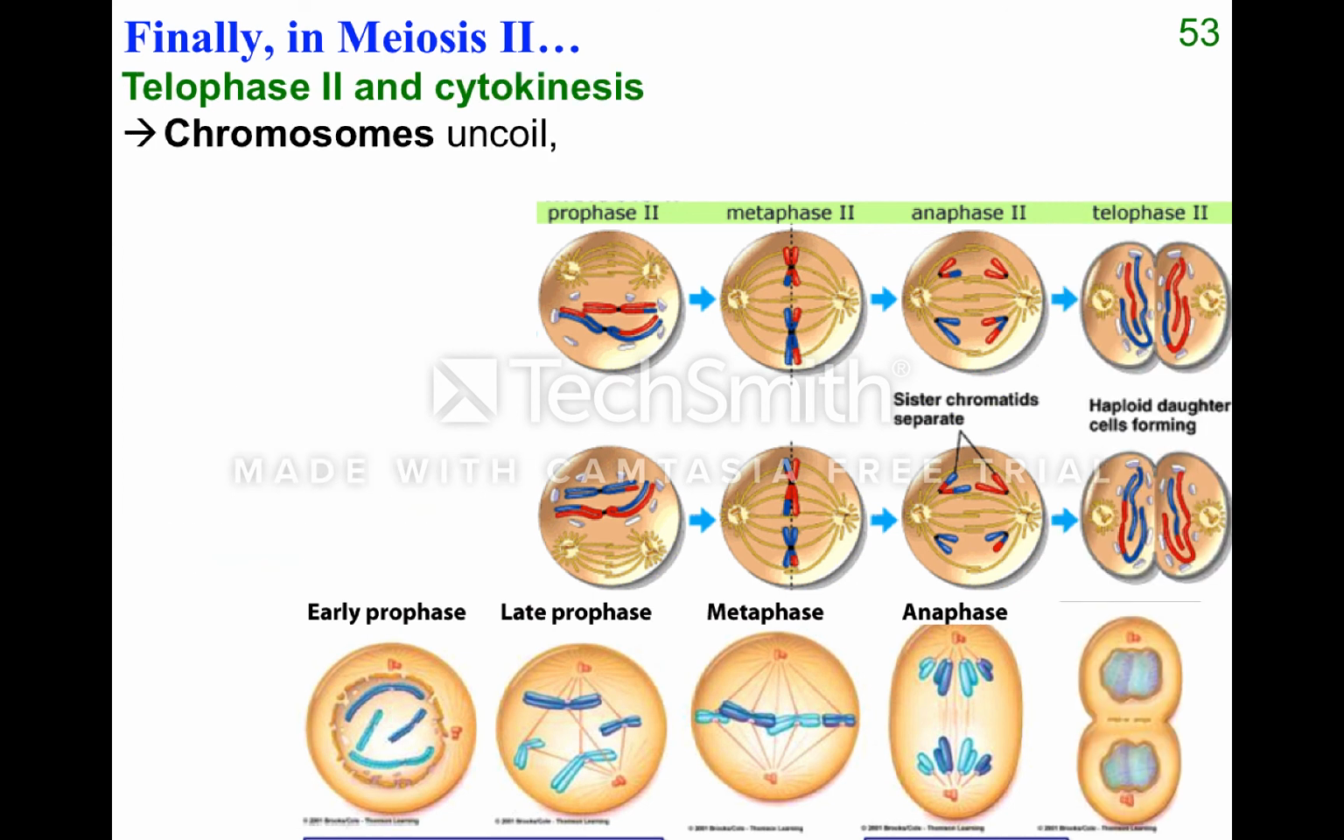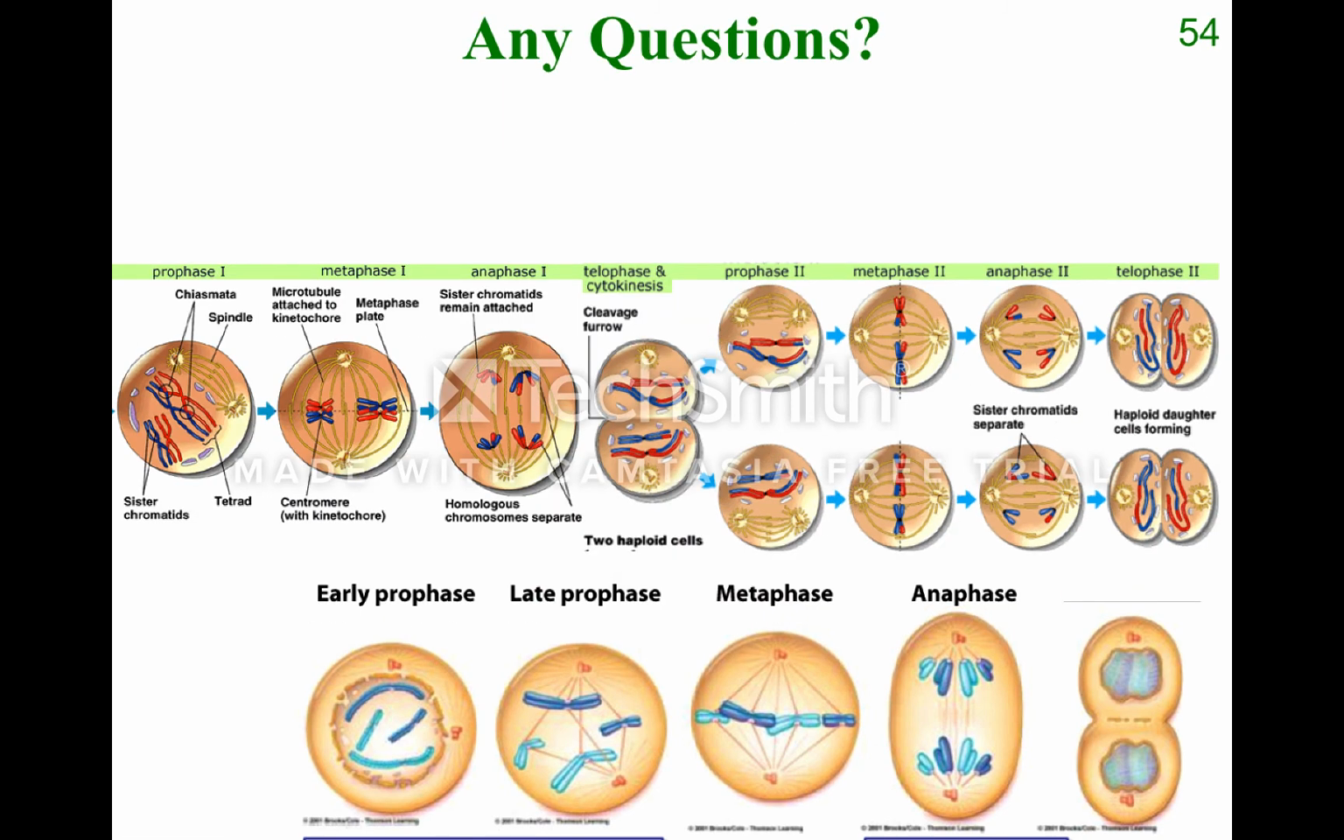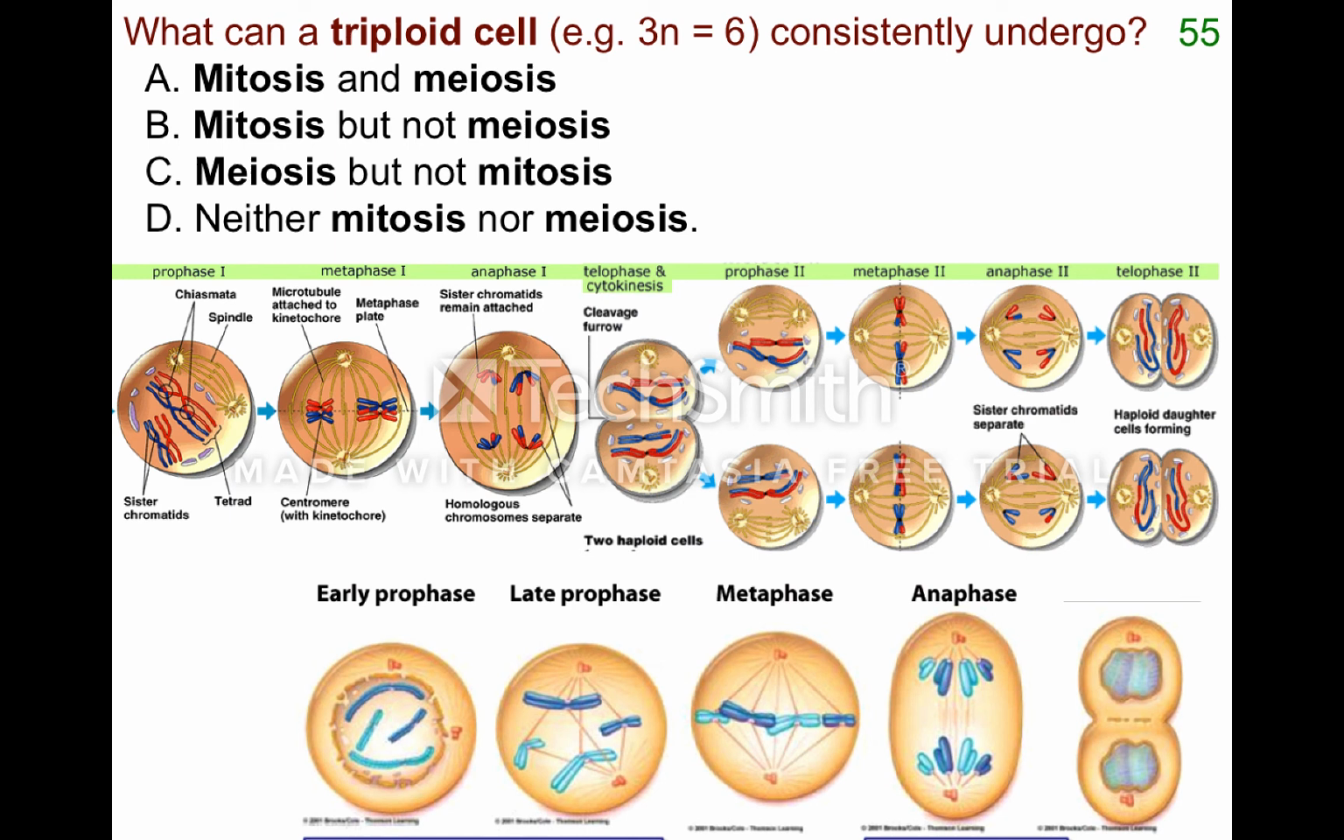Finally, telophase and cytokinesis, same thing. Chromosomes uncoil, the nuclear envelope reforms, the spindle goes away, and cytokinesis separates the cells. So each of these 2 cells becomes 2 more cells, so 4 in total. Okay, moving on to a few more questions now. So here's one question. Please pause to read it and think about your answer now.